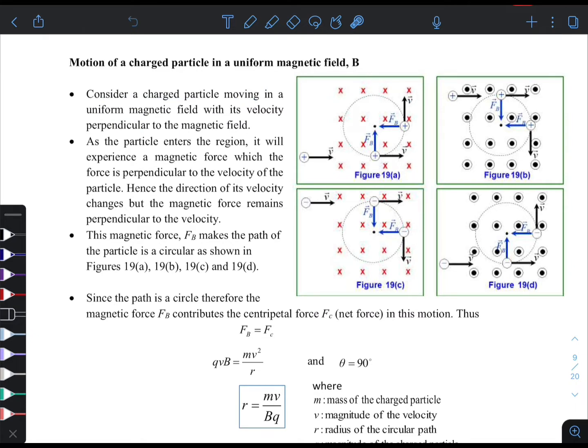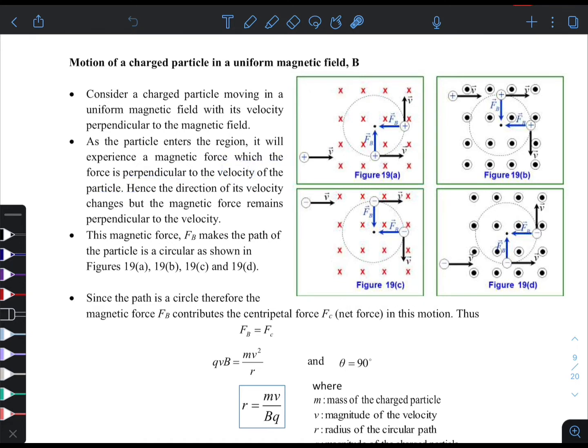So let us assume the figure 19a, where we have a uniform magnetic field here, and we have a positive charge moving perpendicular to the magnetic field, as the magnetic field is into the page and the velocity is to the right of the page. They are perpendicular to each other. As the particle enters the region, it will experience a magnetic force. We have deduced this: when you have a moving charge entering a magnetic field, it experiences a magnetic force which is perpendicular to the velocity of the particle.